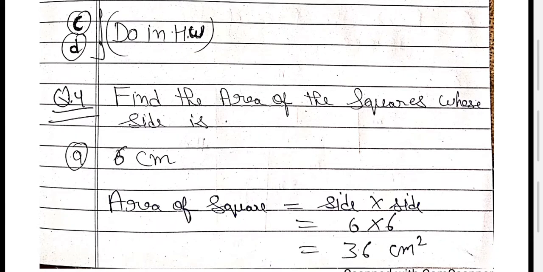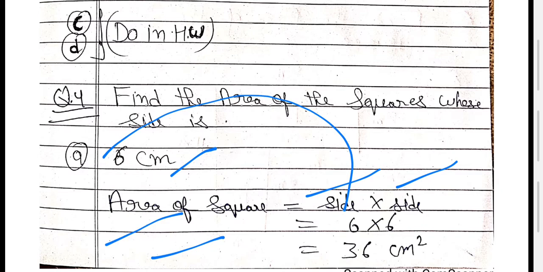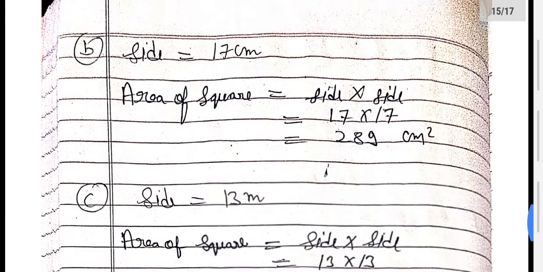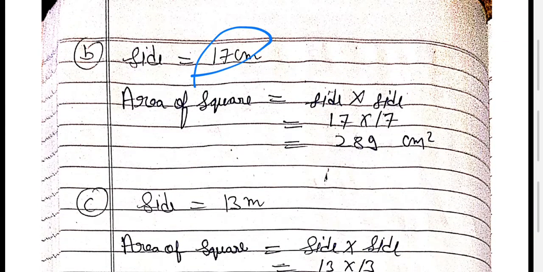Now come on question number 4. Find the area of the square whose side is given. Now you have been given one side, you have to find the area. So area of a square is equal to side into side. What is the value of side? 6. You have to write 6 into 6. It becomes 36 and side is in centimeter, so area becomes centimeter square. Now come on B part, side is 17 centimeter, so area of square is equal to side into side.